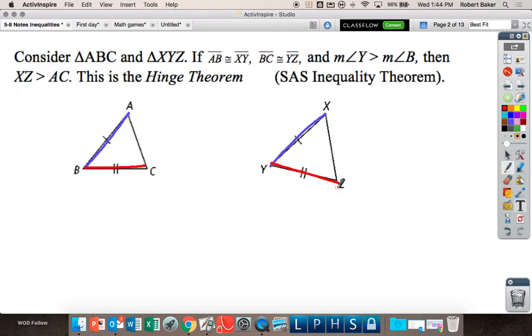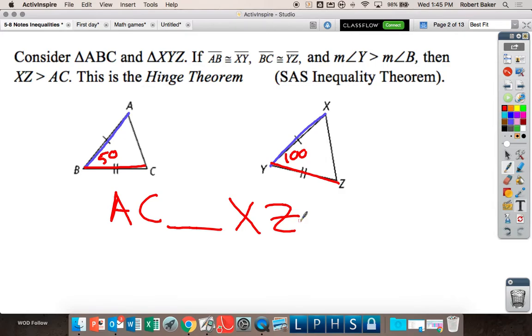In this instance, it says that angle Y is bigger than angle B. I just put two random numbers there. Is 100 bigger than 50? On your test, it's going to ask you to make a justification about these two line segments. Which line segment is longer, XZ or AC? XZ. So how do you write that?